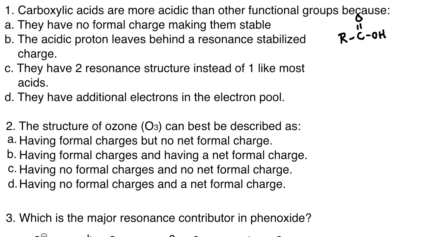All right. So the options there, you can read through them and pick them out. It's likely going to have to do with something we talked about, either resonance or formal charge. But carboxylic acids are more acidic than other functional groups because, and look at those choices. All right. Number two, the structure of ozone, I am going to expect that you can draw that, can best be described as, and there are some options there regarding formal charge.